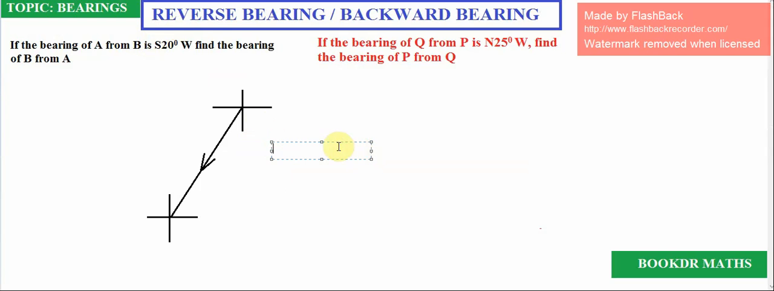Name the relative positions, position B and A. Let's place them at the appropriate positions. The angle will be located at B. So this is our B, south 20 degrees west. Let me indicate the 20 degrees.